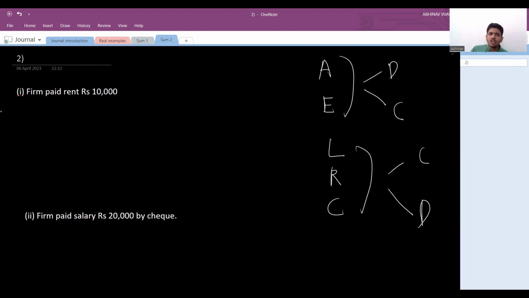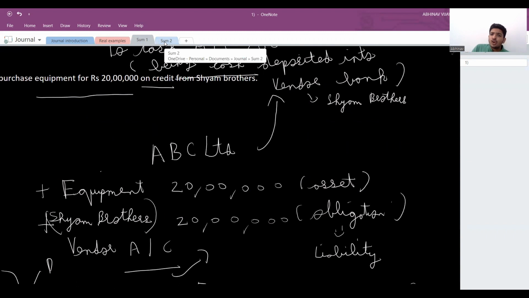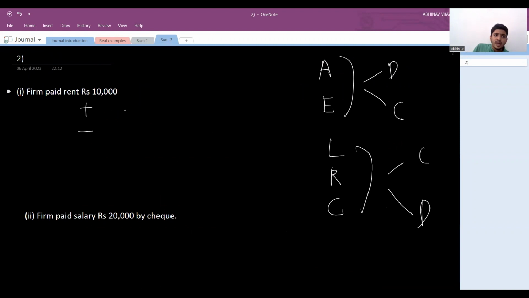Same, let's start. What is the logic? First, plus and minus, because I know the answers. You don't just write plus and minus for everything. You may have plus and plus also, like we saw here. Just follow the logic and the formula. You don't have to do anything else. Now, breakdown: paid rent. Paid, so cash must have gone out. So cash, which is an asset, gets reduced by 10,000.